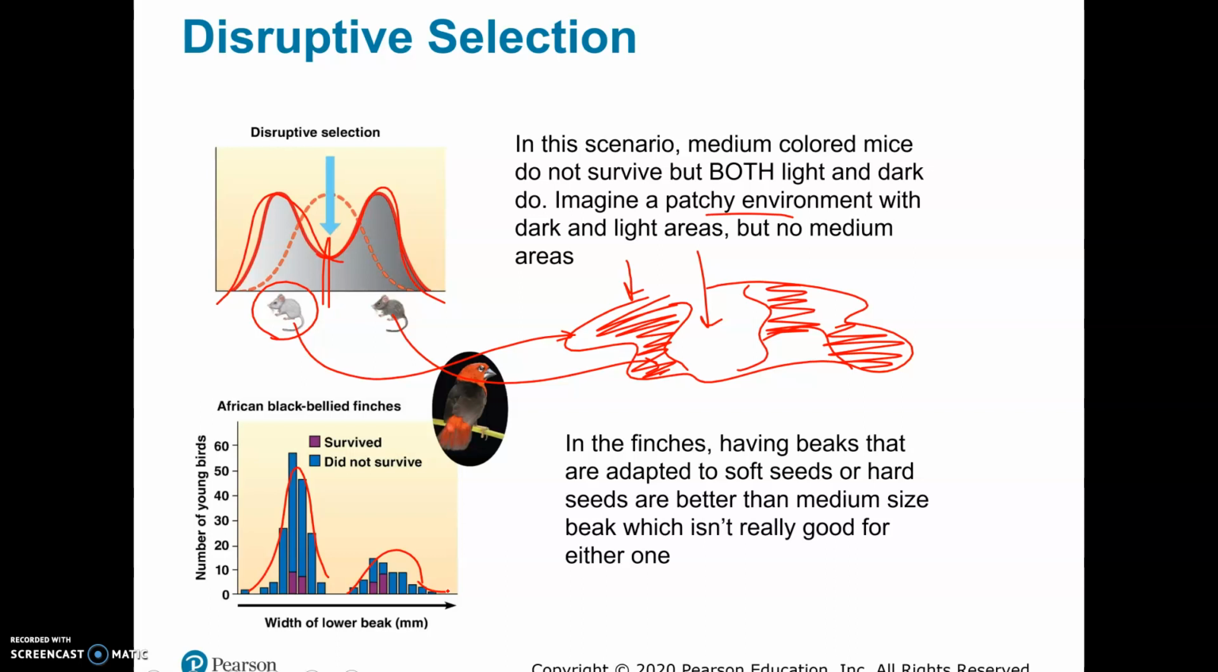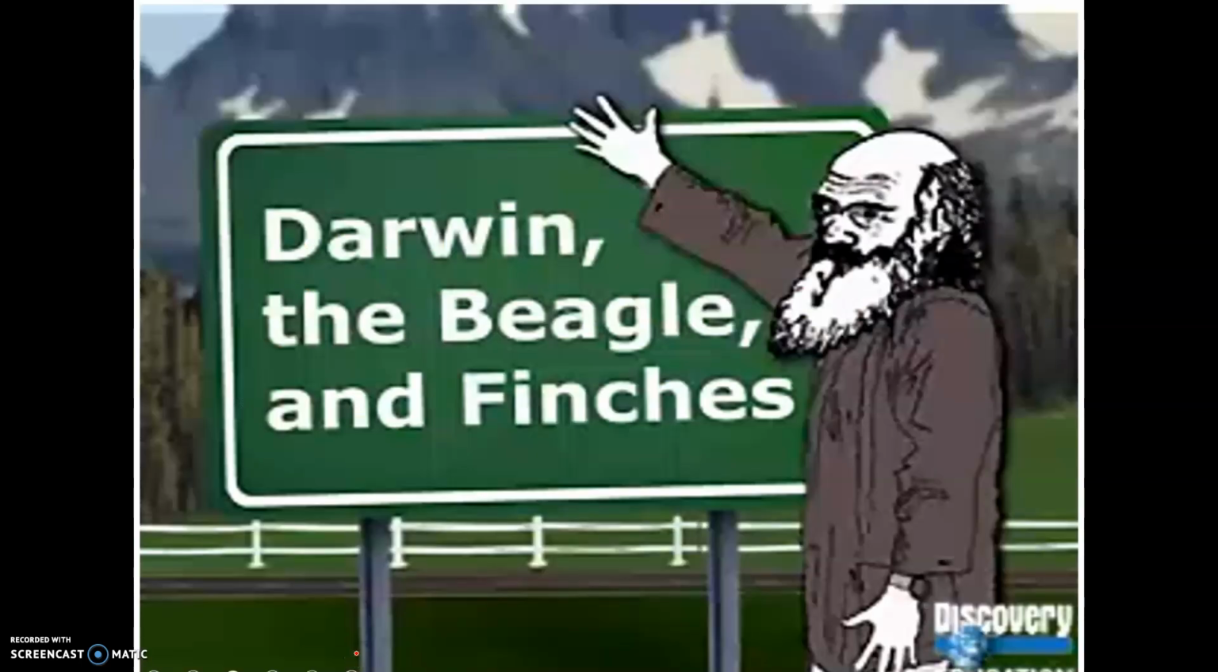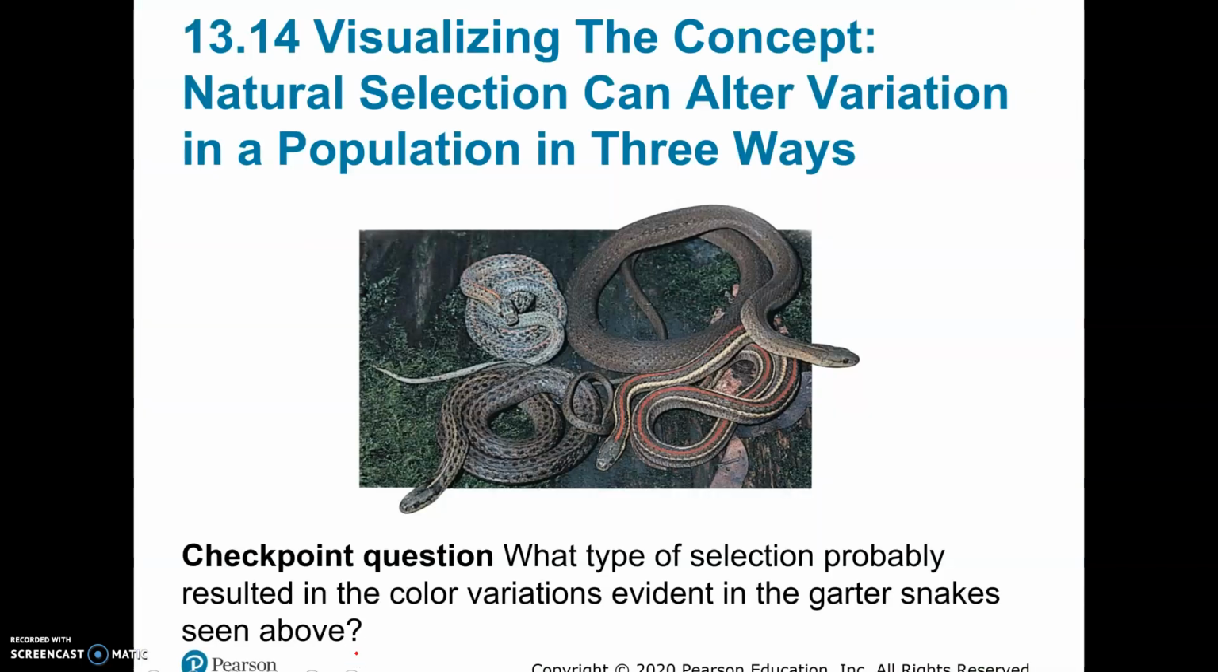You're better to have a really hard beak or a really soft beak. I mean, a beak for really hard seeds or soft seeds. And so over time, who survives? These two groups, but the intermediate ones disappear. So that is called disruptive selection. It can lead to species sort of diverging.